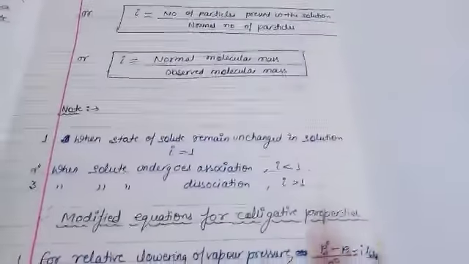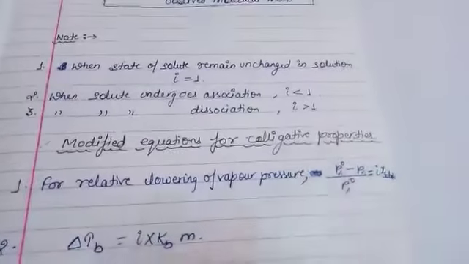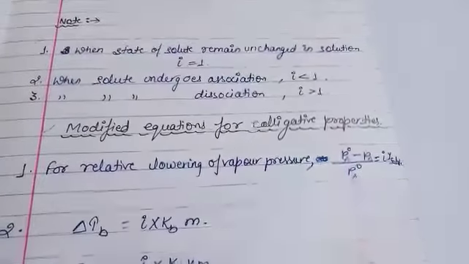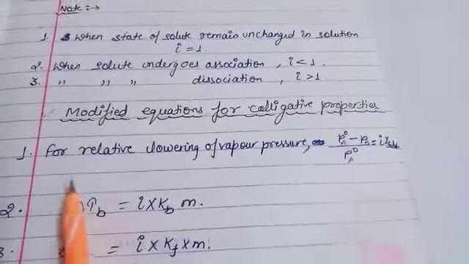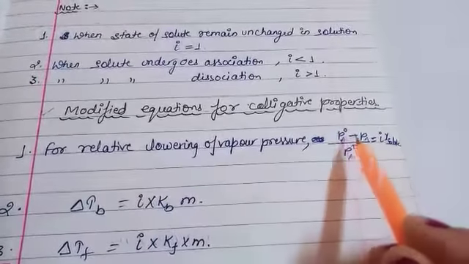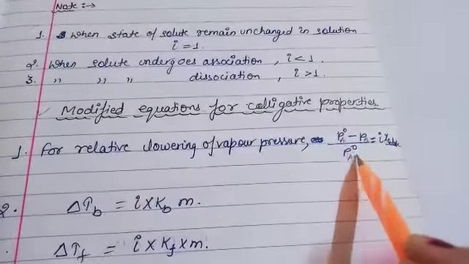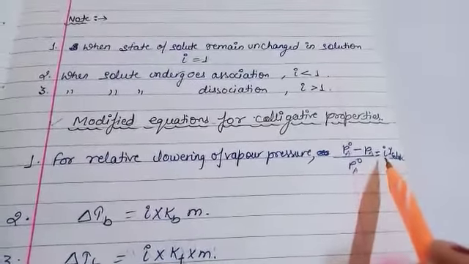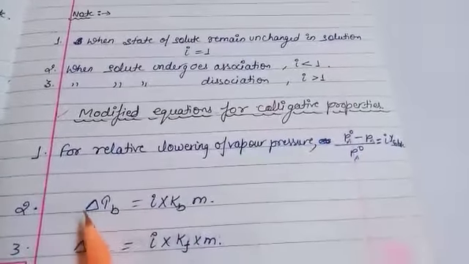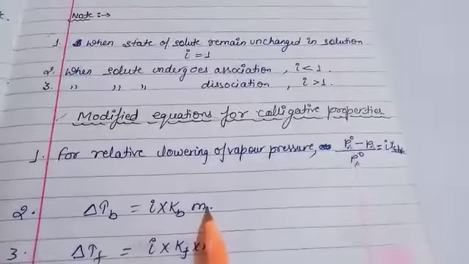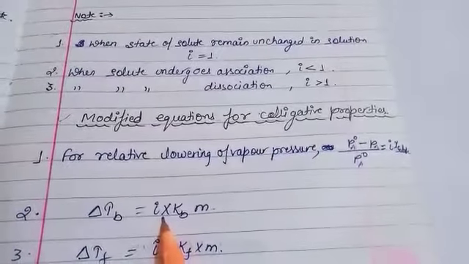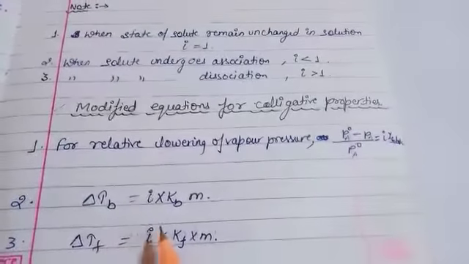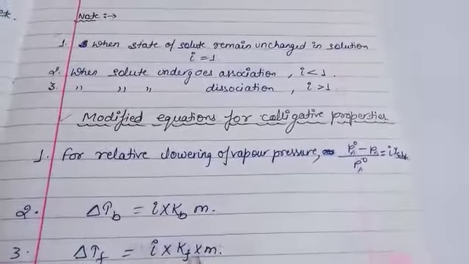Now I think we have learned colligative properties and their formulas. If you know all these formulas, we have some modified equations for colligative properties. For relative lowering of vapor pressure, our formula is P naught A minus PA upon P naught A is equal to mole fraction of solute. Now you only have to introduce the Vant Hoff factor i. Another one is delta Tb, that is equal to Kb into m, the molality. Again you have to introduce i. The same goes for delta Tf, depression in freezing point: same i introduced, otherwise the formula is the same.